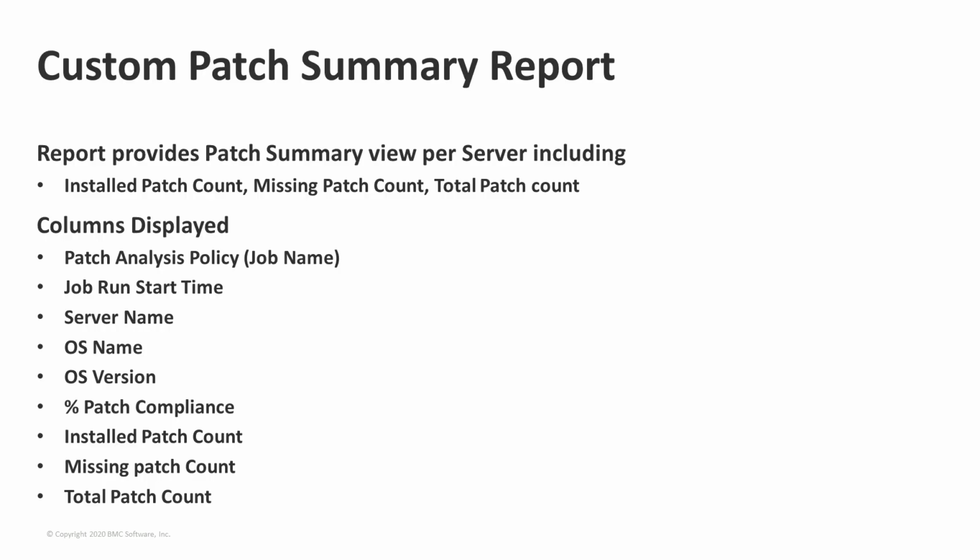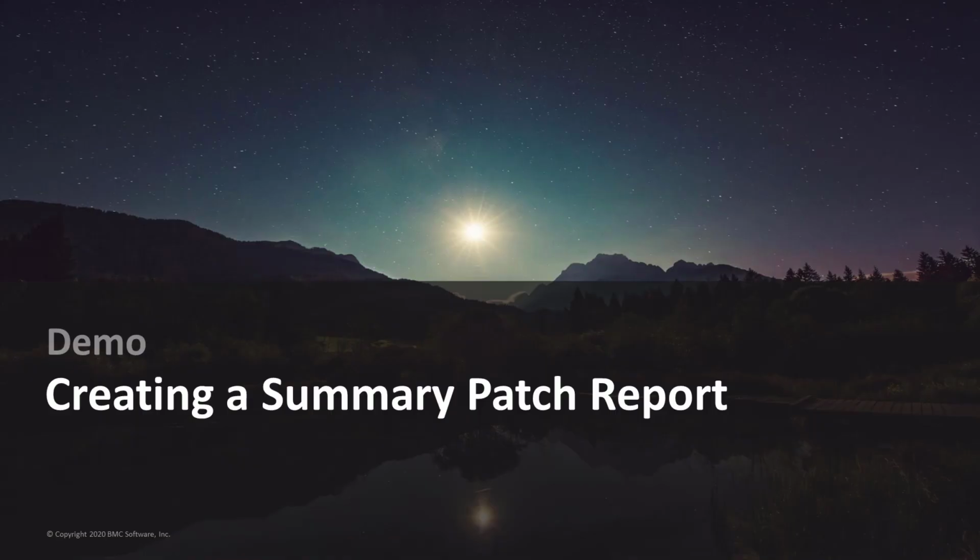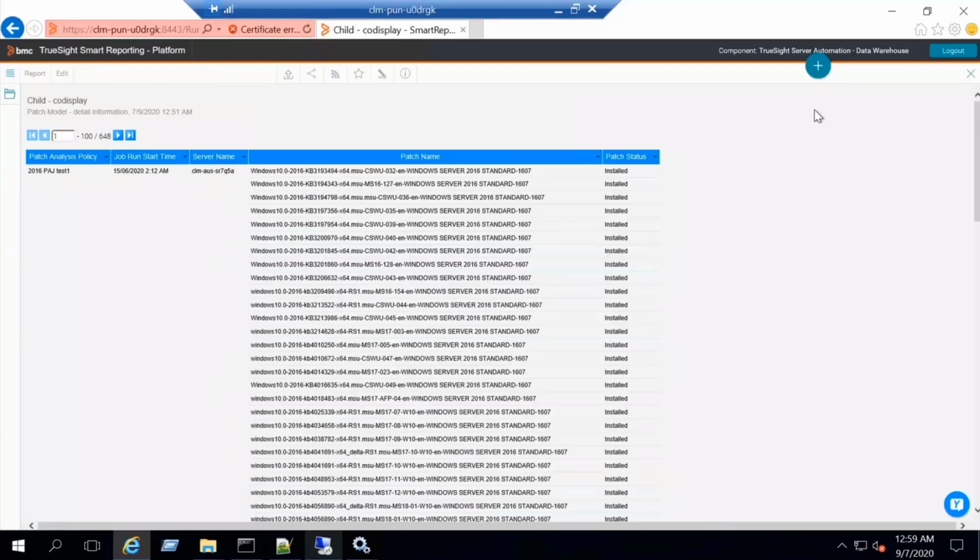One more report is the patch summary by server custom report. This patch summary by server custom report will show the summary information per server. It shows installed patch count, missing patch count, total patch count, and percentage of patch compliance. Let me demonstrate this patch summary by server. Now let me create another custom report, patch summary by server.